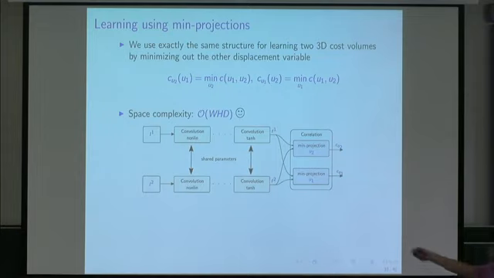So it means here we have our image. This computes the descriptors, the same for the second image. Then we correlate those, but we only store 3D volumes because we have minimized out in this case with respect to U2, and here we have minimized out with respect to U1.